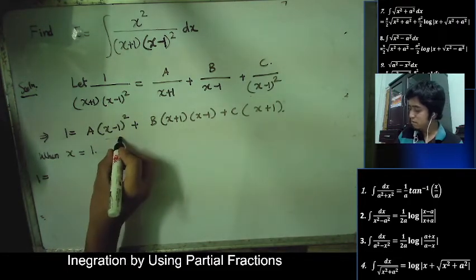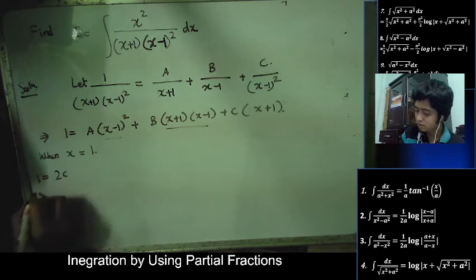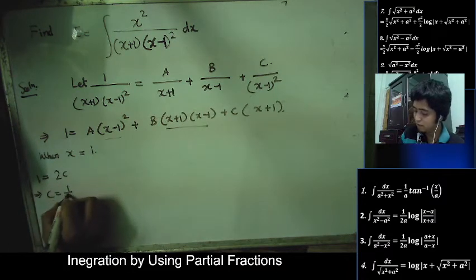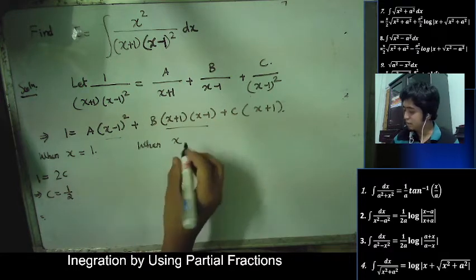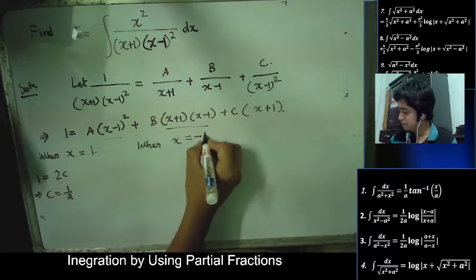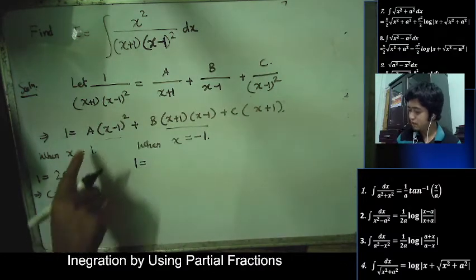It will become 0. Over here will be 2c. So you'll be getting c equal to 1 by 2. Now we put x equal to minus 1. If we put x equal to minus 1, we will be getting 1.